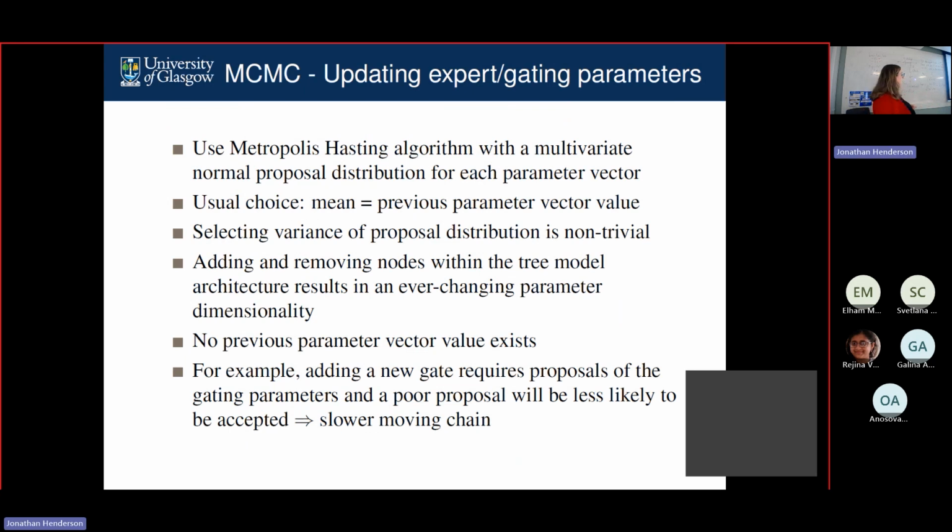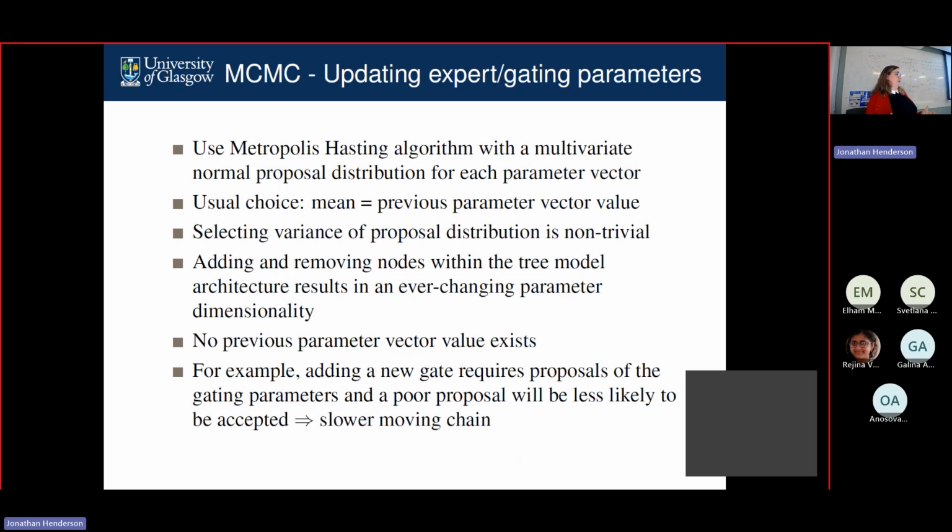Then once we have those, we can update our gating and expert parameters. So we can use the Metropolis-Hastings algorithm with a normal proposal, which is the usual thing we use when we're looking at continuous parameters. The usual choice, if you've done Metropolis-Hastings, is to set the mean for the proposal at the value of the previous iteration, right? It's a symmetric proposal. It means it cancels out in the acceptance probability. It's really nice. That's fine. I'll talk about why that's not fine later.